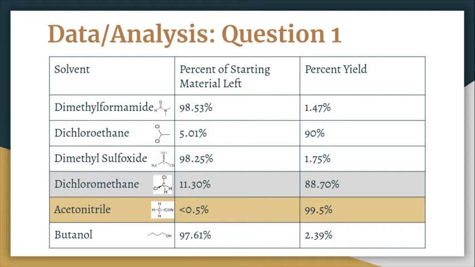And that is supported by the fact that the two heavier solvents, dimethylformamide and dimethyl sulfoxide, had under 2% yield as its complex chemical structure overwhelms the function of the catalyst.